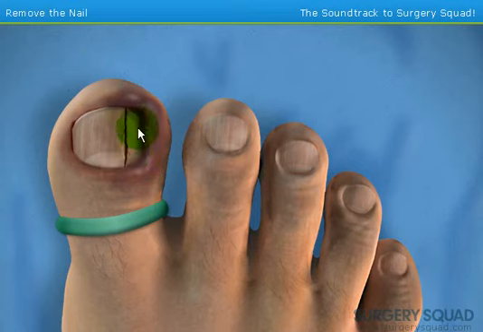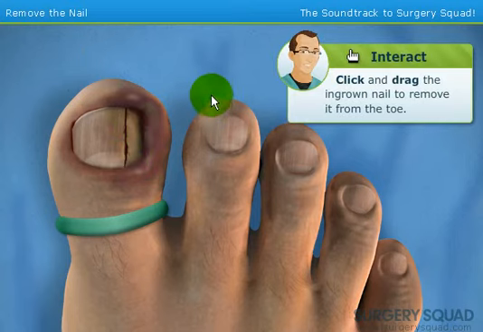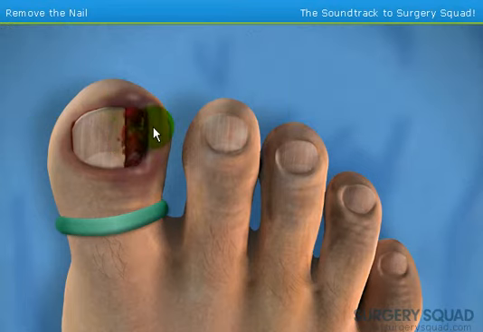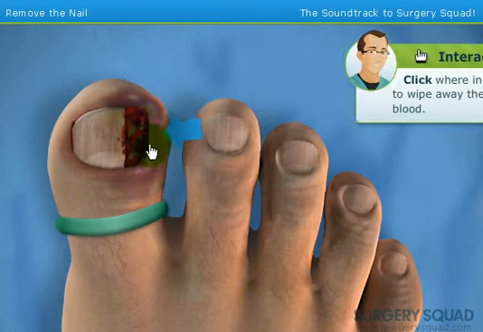Great. Take the forceps and carefully remove the ingrown nail. Теперь нам надо удалить вот этот ноготь. О! It's getting kind of messy in there. Let's clean up that blood.